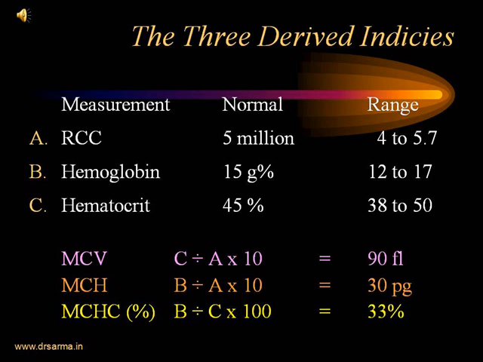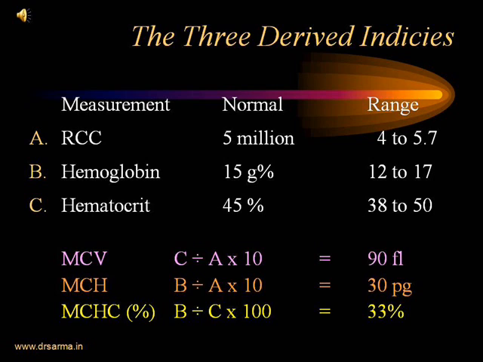MCH is important for us to know whether a given patient is hypochromic or hyperchromic. We have seen that MCV is important to decide whether the patient has got microcytosis or macrocytosis, the cell size. Whereas MCH is important for us to know whether the patient has got enough hemoglobin in each of the red cells, whether he is hypochromic or normochromic or hyperchromic.